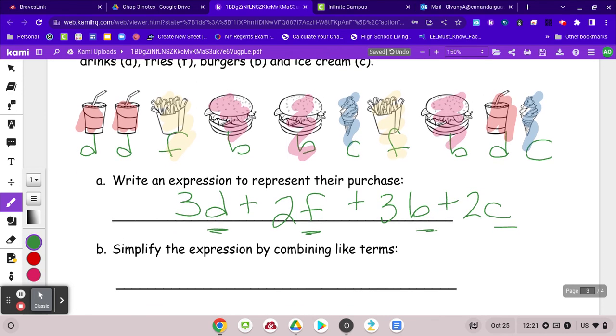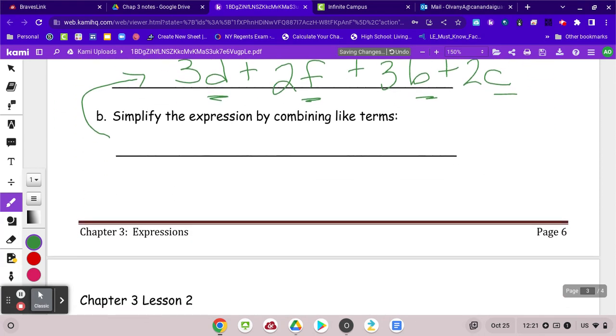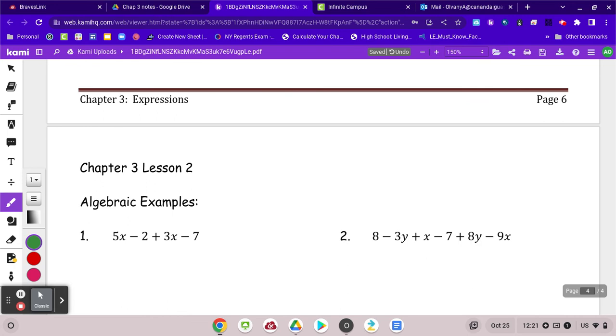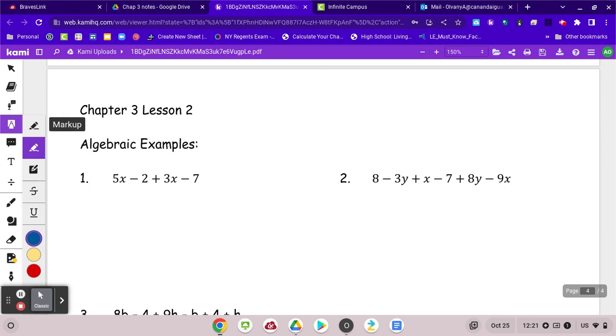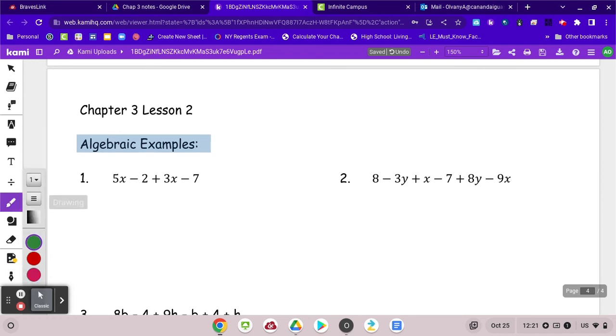Oh, this is the simplified version. This is what I should have written on A, but that's okay. You get it, right? So now we're going to take the pictures, and instead of using the pictures, we're going to use variables. So this is what algebra looks like. These are algebraic examples. Instead of pictures, we're going to use algebra.